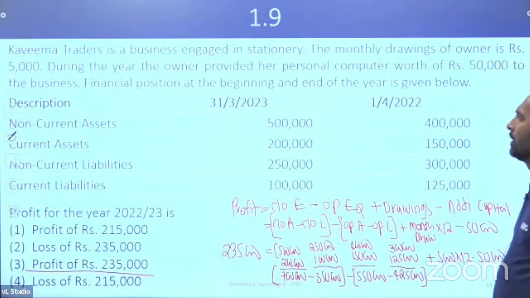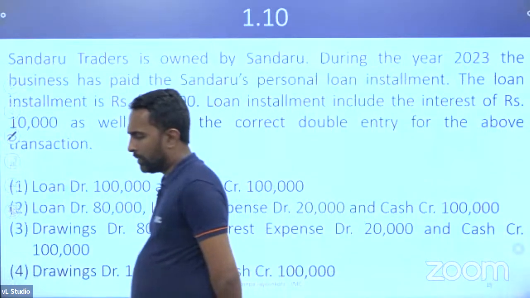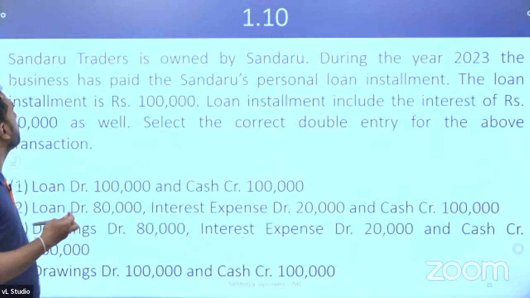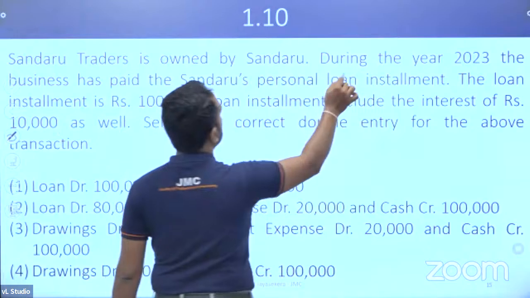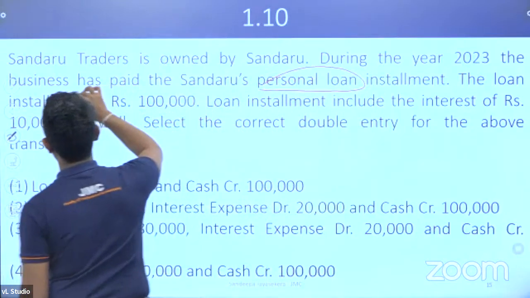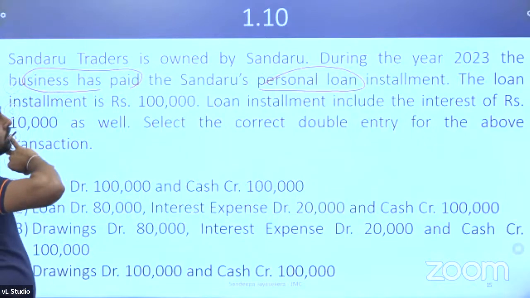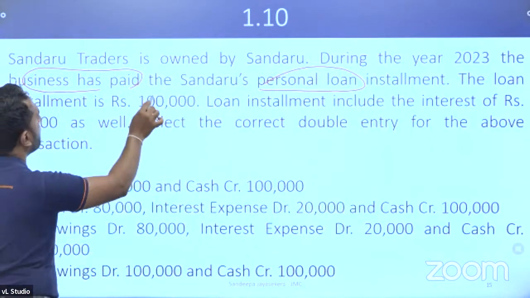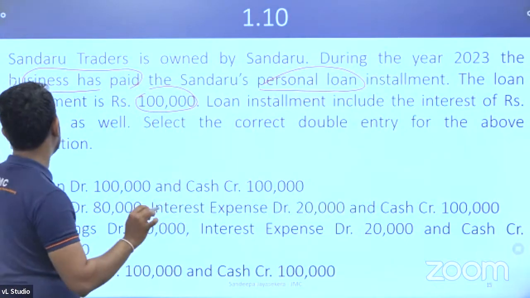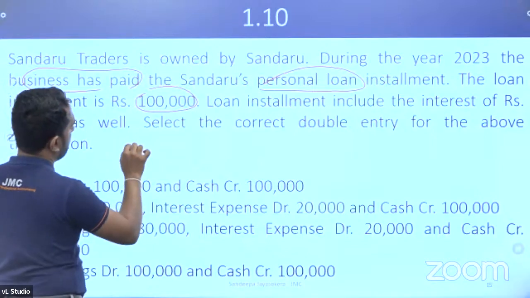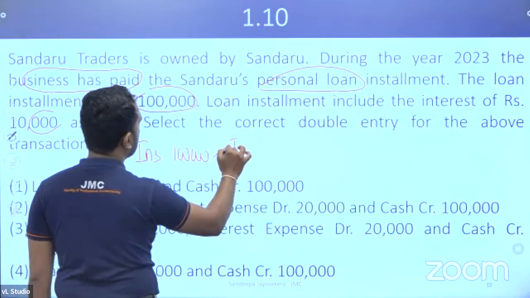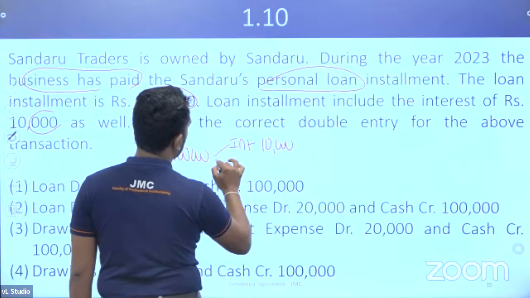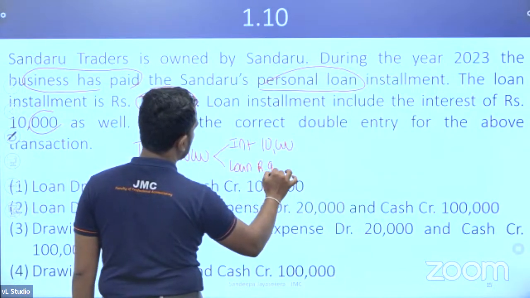Okay. The last MCQ question. Sandaru Traders is owned by Sandaru, obviously. During the year 2023, the business has paid Sandaru's personal loan installment. Sandaru's personal loan is not the business's. The loan installment is 100,000, of which interest is 10,000 and the loan repayment is 90,000.